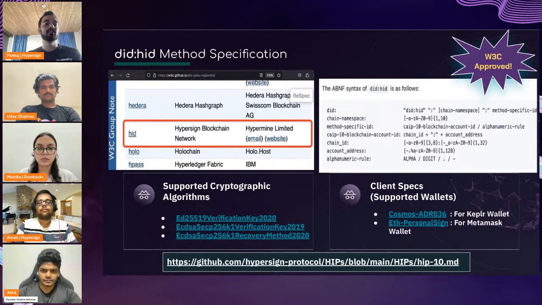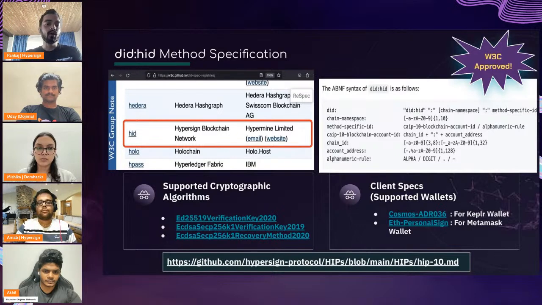Recently, Hypersign's Web3 decentralized identity stack was approved by W3C. It's a big achievement for our team, that our work is being recognized by global standard organizations. There are hundreds of others, but for us, it's a big achievement. In the whole world, there are just hundreds getting this approved. So we also got recognized by W3C recently.